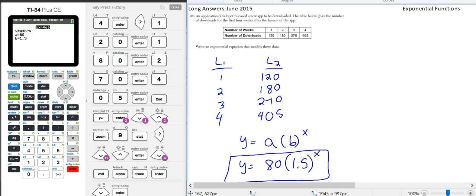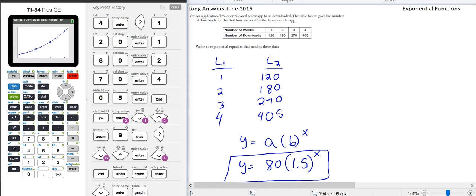It's a bunch of steps to do it on the calculator, but it's very easy. All you have to do is punch in those numbers, press a few buttons, and the calculator will give you your equation. Let's see how it looks when it graphs. Notice how the line passes through the points perfectly, because that is the equation of the line that passes through those points.